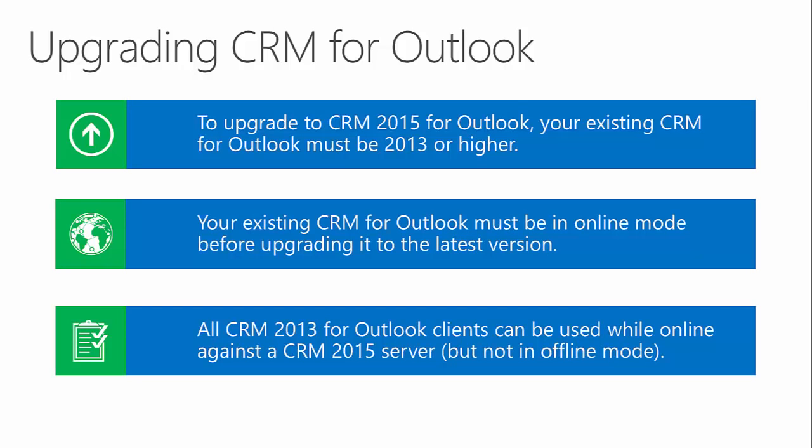Your existing CRM for Outlook client must be in online mode before upgrading to the latest version. So this is if you're using the offline client, you do need to make sure you bring your data online, and then you can upgrade to the latest version. And all your CRM 2013 for Outlook clients that can be used with online mode will work against the CRM 2015 server as well. So just like previous versions of CRM, where you were allowed to use one version backwards compatibility with the Outlook client against a newer version of the server, we still allow that with the CRM 2015 server.